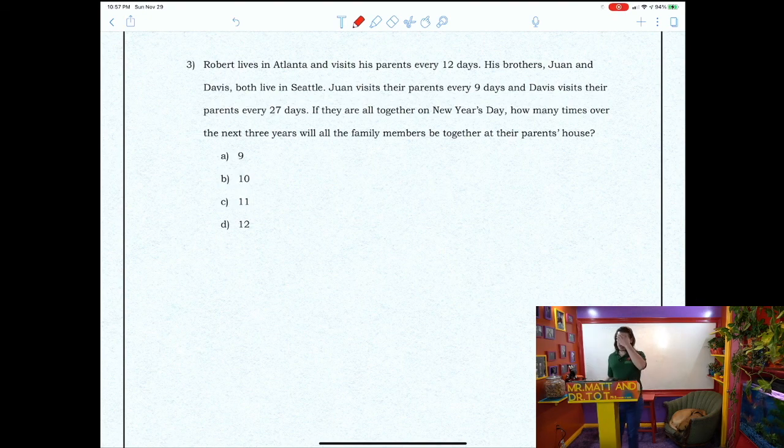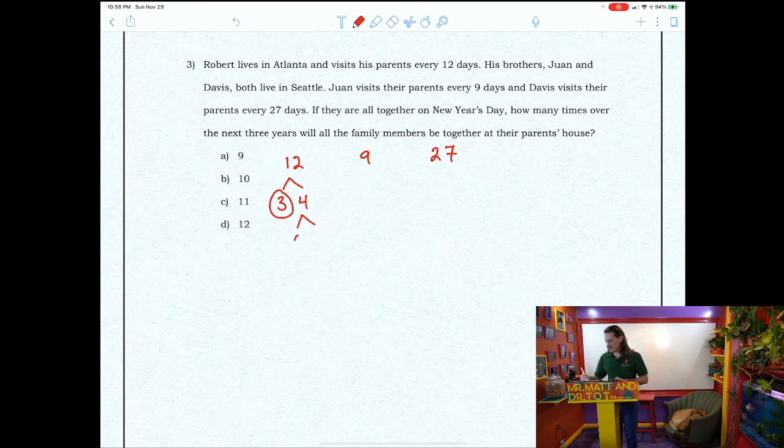So taking these individual rates and factorizing in order to solve for the LCM, we're going to take 12, 9, and 27. 12 breaks into 3 times 4, and the 4 breaks into 2 times 2. 9 breaks into 3 times 3. 27 breaks into 3 times 9, and 9 breaks into 3 times 3.